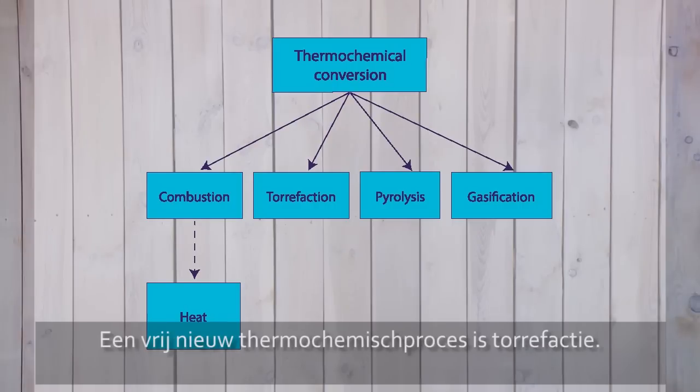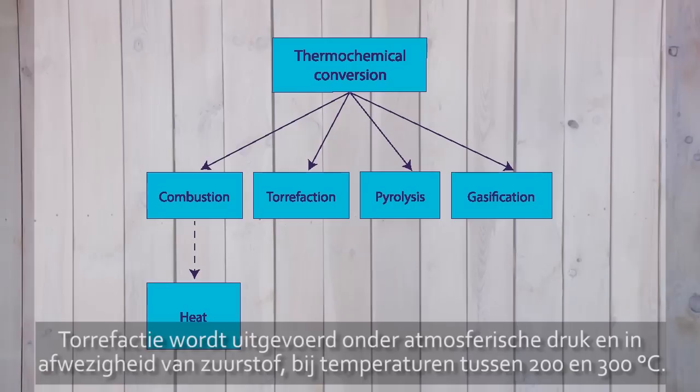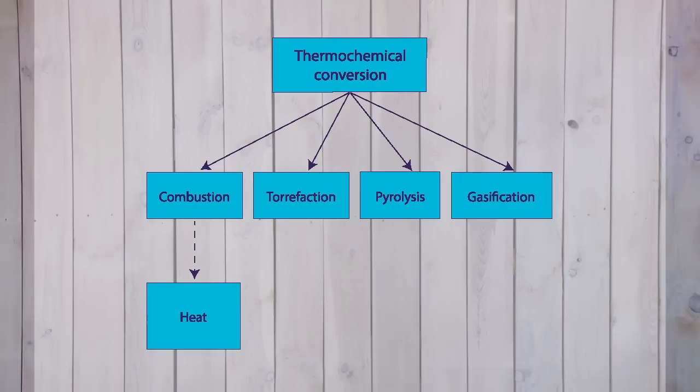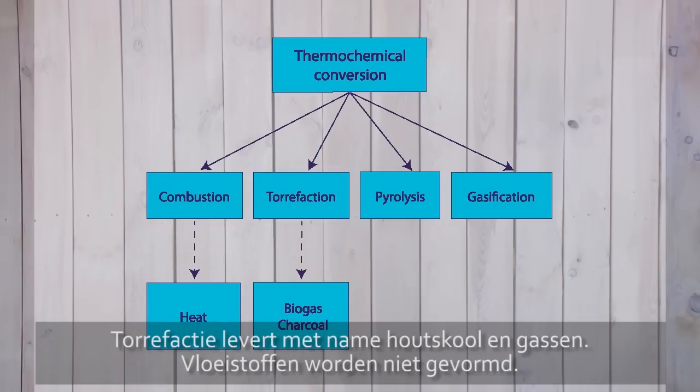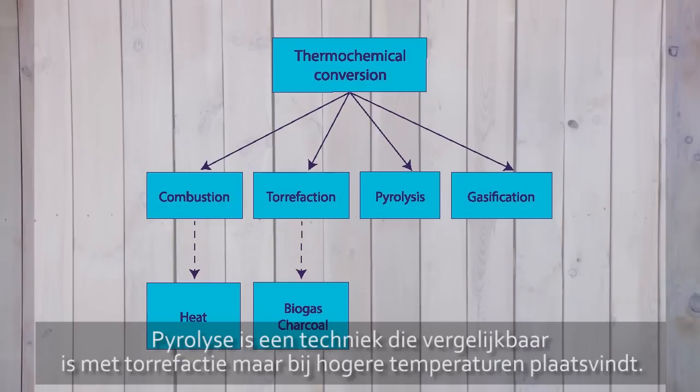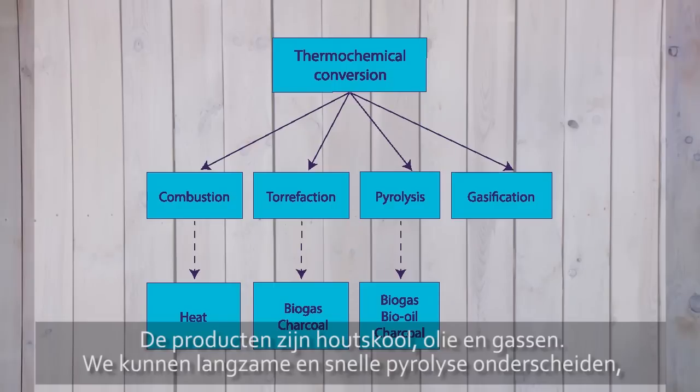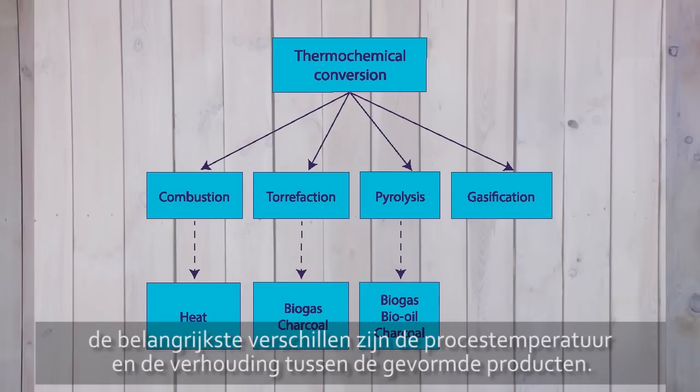A rather new thermochemical process is torrefaction. Torrefaction is carried out under atmospheric pressure and in the absence of oxygen, at temperatures ranging between 200 and 300 degrees Celsius. Torrefaction mainly leads to char and gases. Liquids are not formed. Pyrolysis is a technique that is similar to torrefaction but at a higher temperature. The products are char, oil and gases. We can distinguish slow and fast pyrolysis. The main differences are the process temperature and the ratio of the products formed.